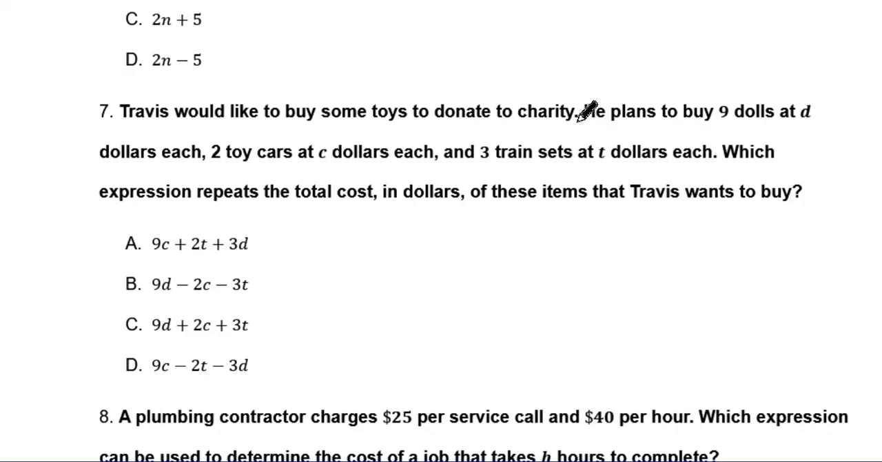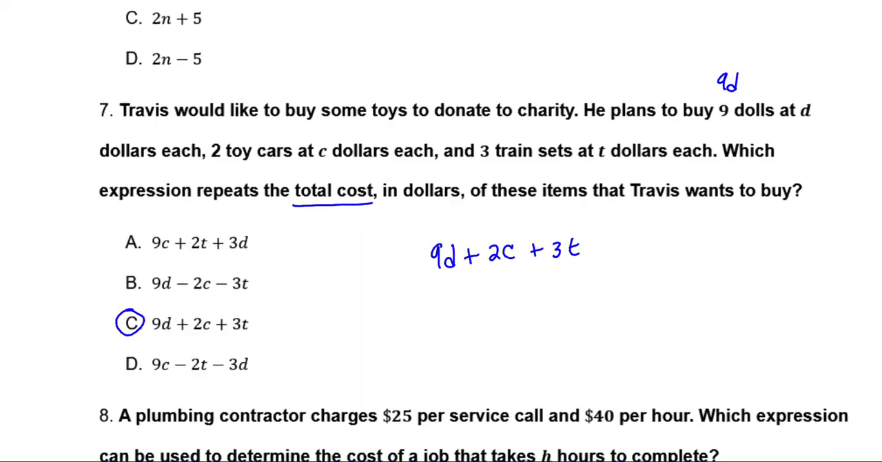Travis would like to buy some clothes to donate to the charity. He plans to buy 9 dolls at D dollars, 2 toy cars at C dollars each, and 3 trains at T dollars each. Which expression represents the total cost? The total cost means you're adding everything up. So he's buying 9 dolls, so you have 9D, plus 2 toy cars, so 2C, plus 3 trains. And that's it. Don't tell me it's A. No, it's C. Phew.